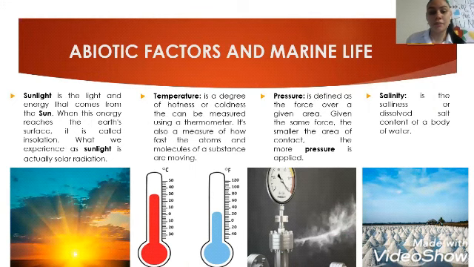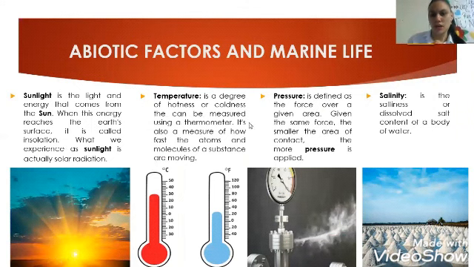They are affected by these four factors. The first one is sunlight. What is sunlight? Sunlight is the light and energy that comes from the sun, like we can observe in the picture. Okay, when this energy reaches the Earth's surface, it is called insolation. What we have experienced as sunlight is actually solar radiation. So we have the picture here that represents the sunlight.